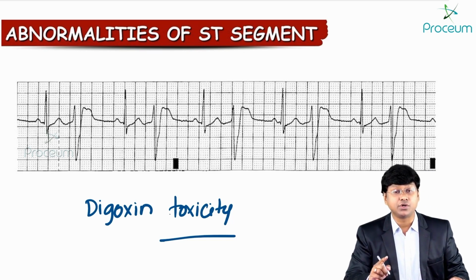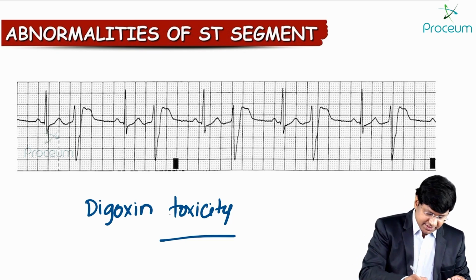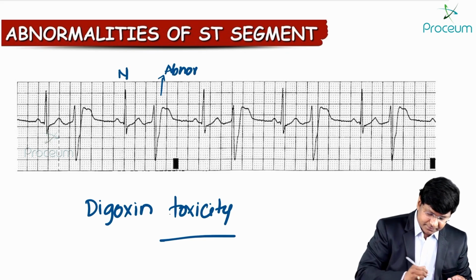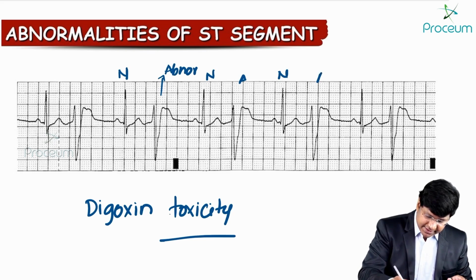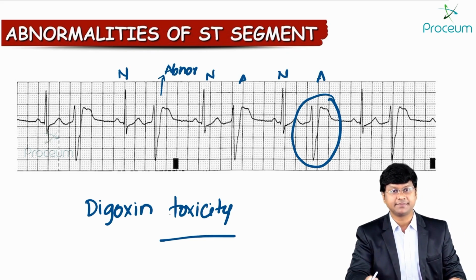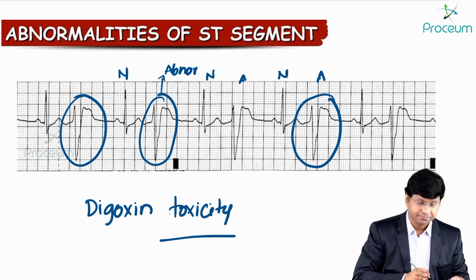So in digoxin toxicity, what is it that you are observing? This is a normal complex and this is an abnormal complex. This is normal and this is abnormal. You can see that there is a wide QRS complex there, completely wide QRS complex.